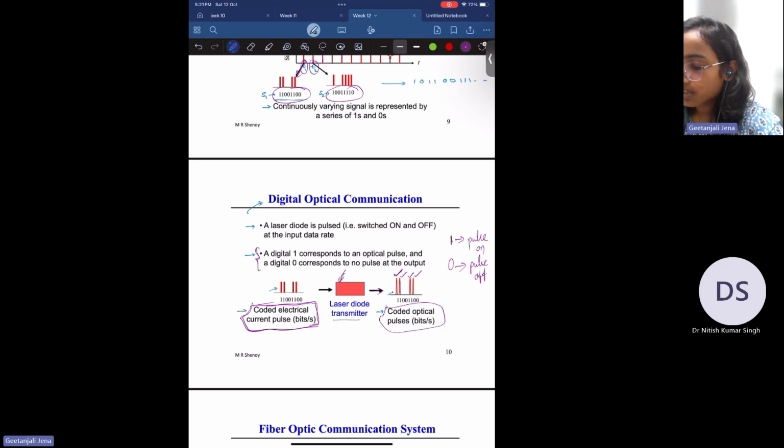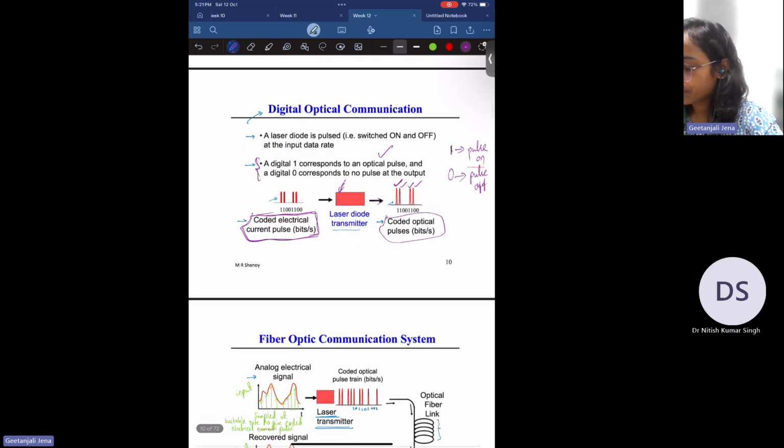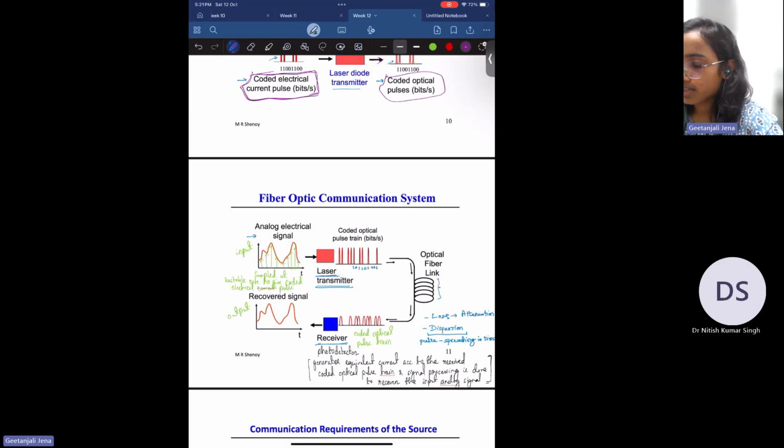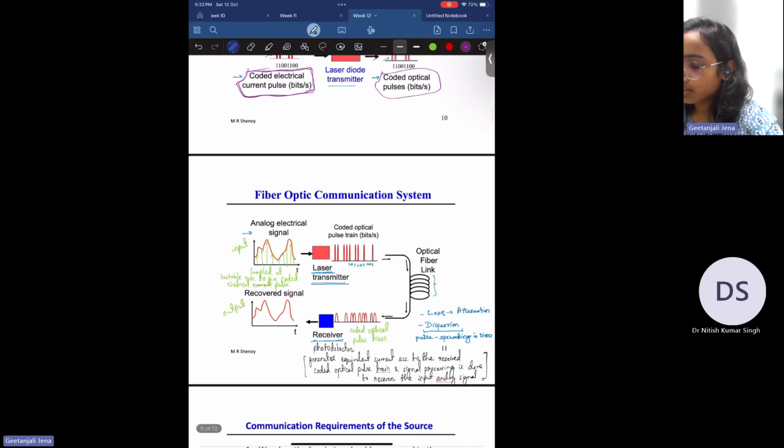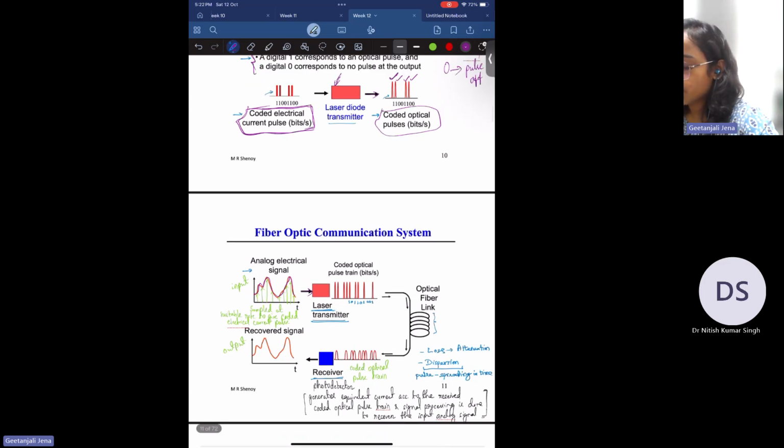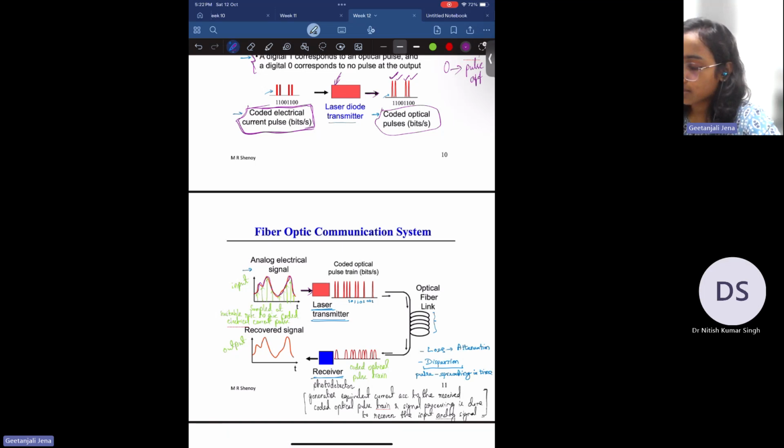As we have seen, a digital 1 corresponds to an optical pulse and digital 0 corresponds to no pulse at the output. Now we'll see how this signal is transmitted along this optical fiber and how it is recovered at the end. This is the signal we want to transmit. First we sample the signal at a periodic interval and represent it in terms of bits, and we feed the signal to a laser transmitter. The laser transmitter, depending on the coded electrical signal, gives the coded optical pulse train, which is a sequence of 1s and zeros.